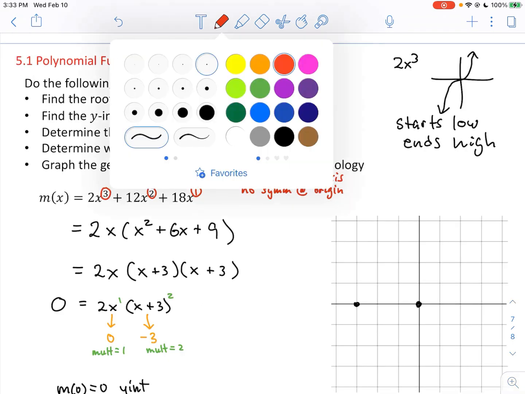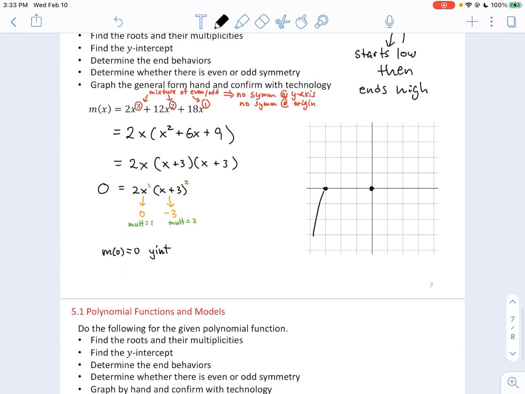Okay, now let's go ahead and do our graph. So we start low and we get to this intercept. Well, the question is, what happens at the intercept? Do we cross or not cross? And so we look to the minus 3. It came from this factor right here, and the multiplicity is 2. That means we touch but don't cross. So I'm going to change this and make it bounce off smoothly.